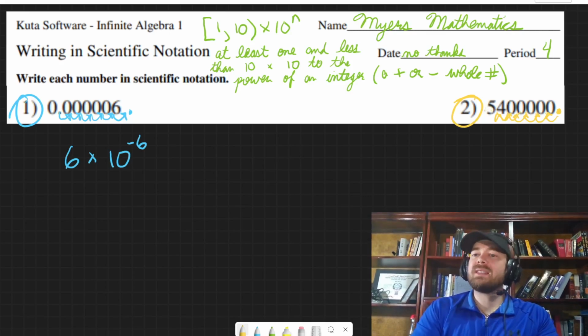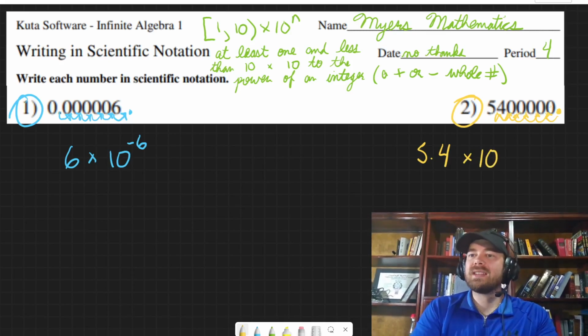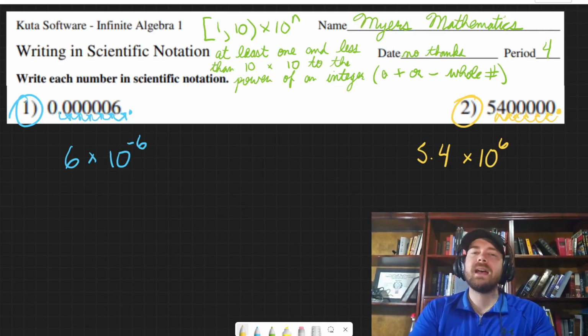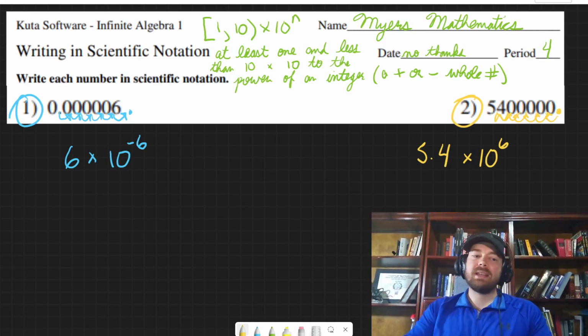And 6 spaces puts the decimal point right in between the 5 and the 4. 5.4 is at least 1 and less than 10. So 5.4, that is at least 1 and less than 10, times, I moved it 6 spaces, so that's going to be 10 to the 6th power. And that is how you write numbers in scientific notation.